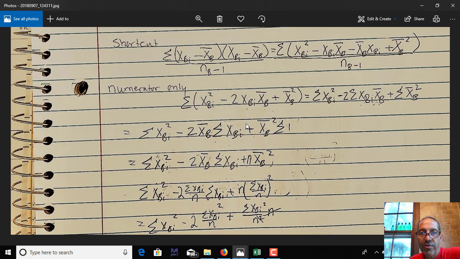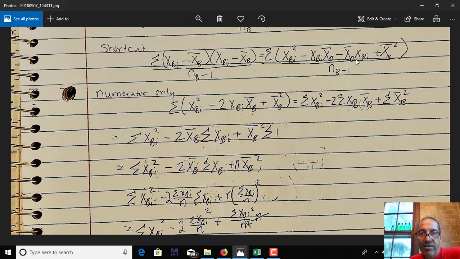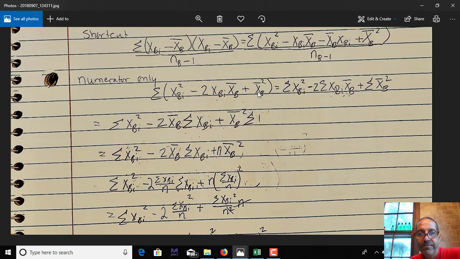Let's focus on the numerator only, because in the end we're still going to have to divide the whole term by this. So these 2 terms can be added together because they are exactly the same. Despite them looking different right here, they're exactly the same. So we ended up simplifying this term: x squared minus 2 x sub bi times its mean, and then we add the mean squared again.